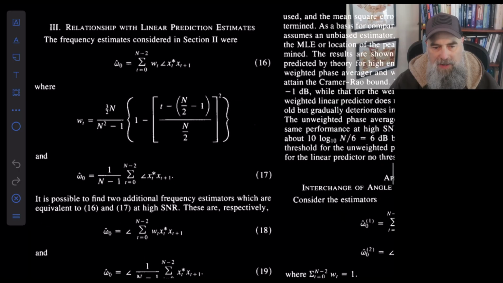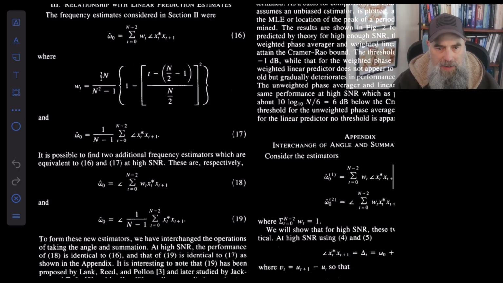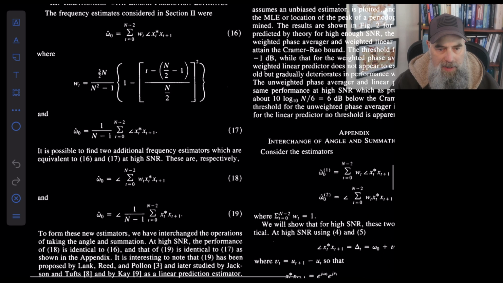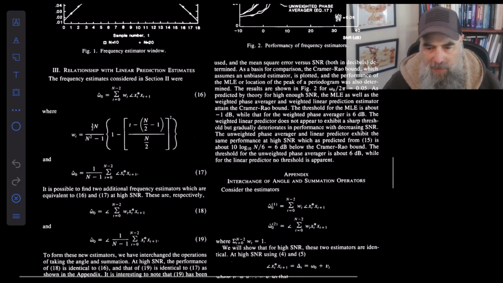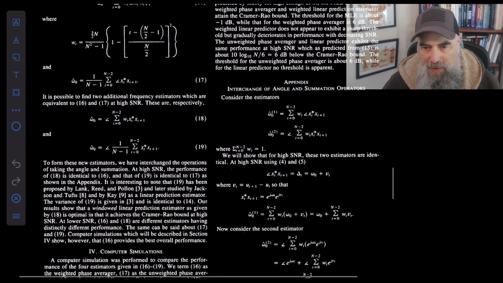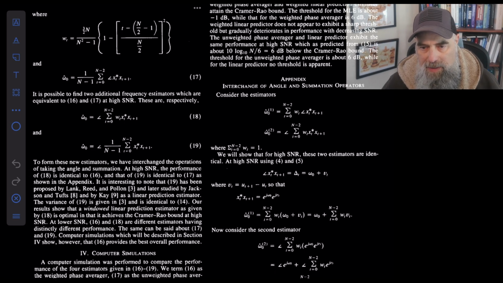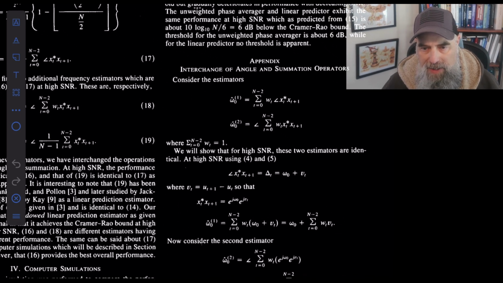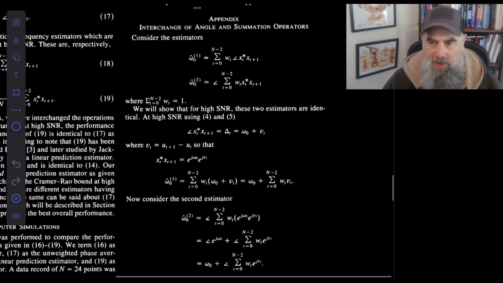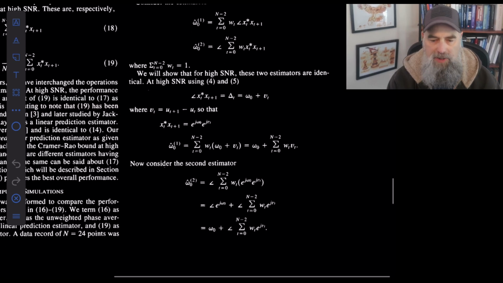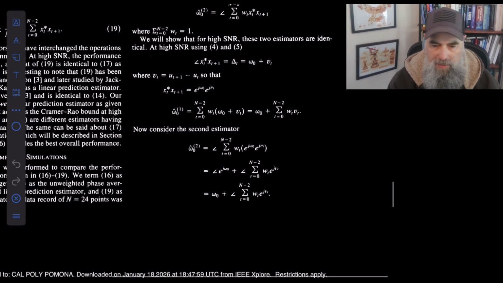Now the last bit of the estimator is that this angle is removed from the sum, and it's just one angle operation behind the sum, so to speak, outside the sum. And this is a very efficient estimator in terms of computation as well. And here in the appendix, it goes about showing that these two are equivalent for high SNRs, which is the SNR regime that we're interested in this paper.